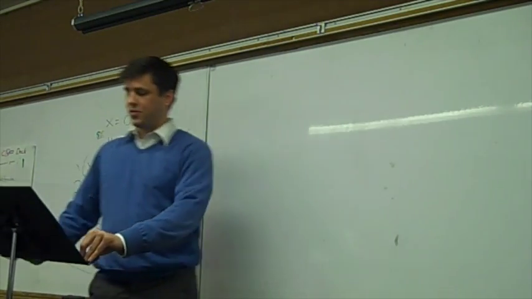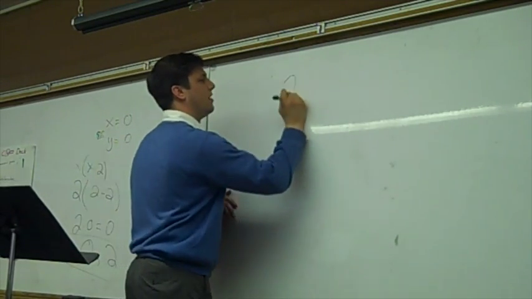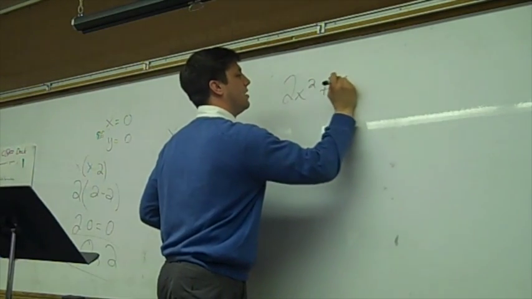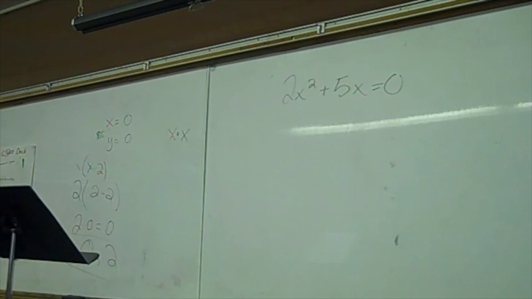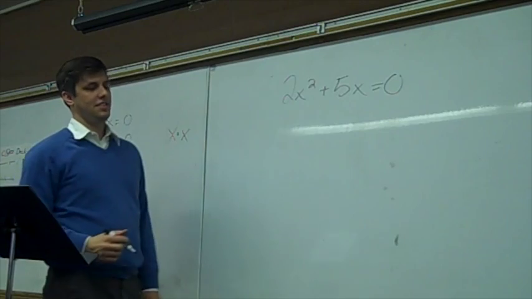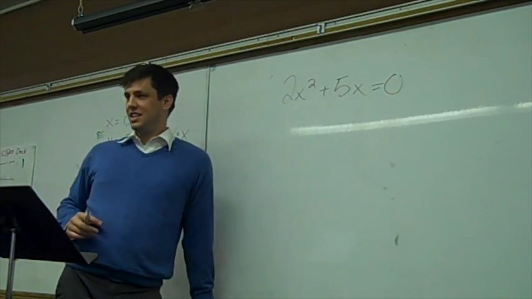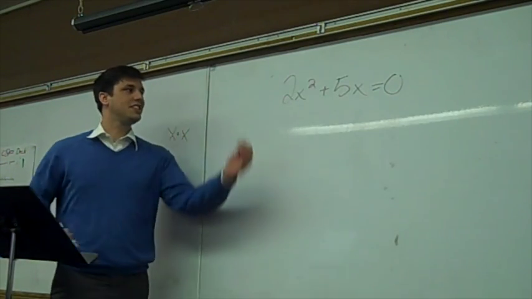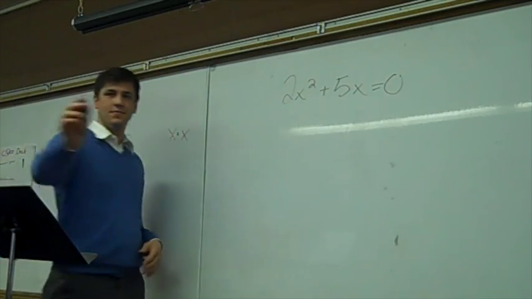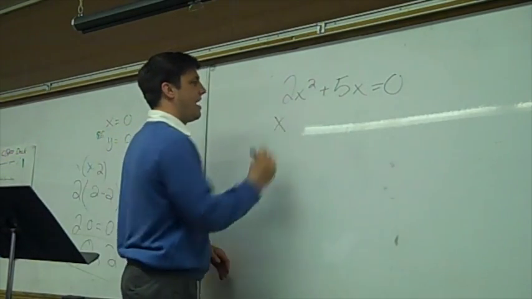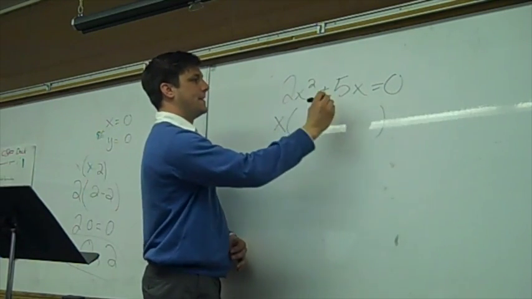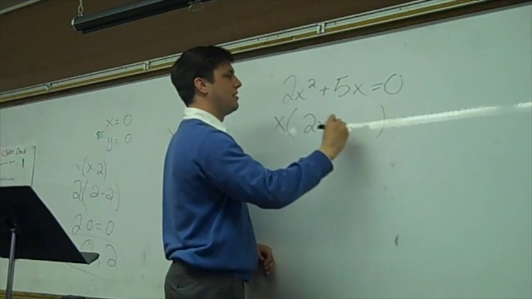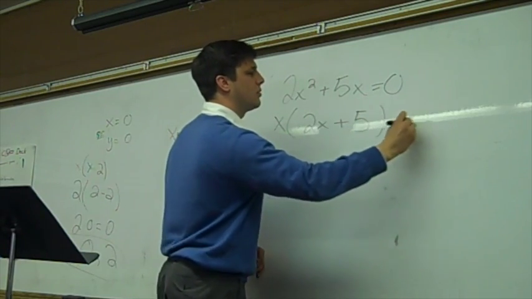All right, 2x squared plus 5x equals 0. What is the very first thing that you do when you factor? Find the GCF. Like terms. What's the GCF? X. After factoring and distributing, we have x times 2x plus 5 equals 0.